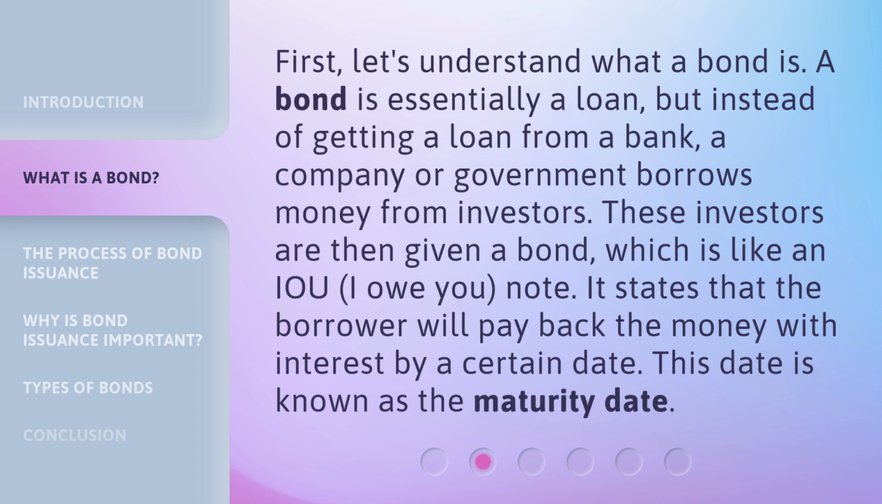First, let's understand what a bond is. A bond is essentially a loan, but instead of getting a loan from a bank, a company or government borrows money from investors. These investors are then given a bond, which is like an IOU note. It states that the borrower will pay back the money with interest by a certain date. This date is known as the maturity date.